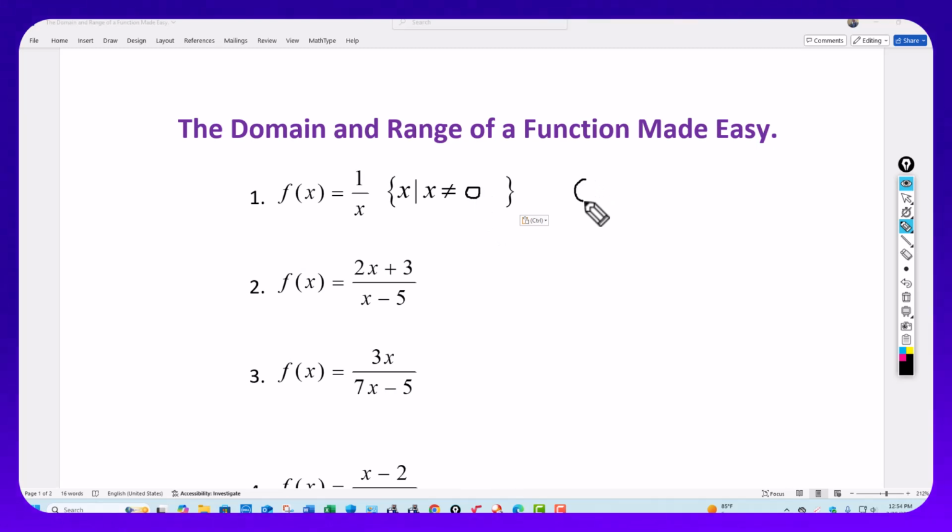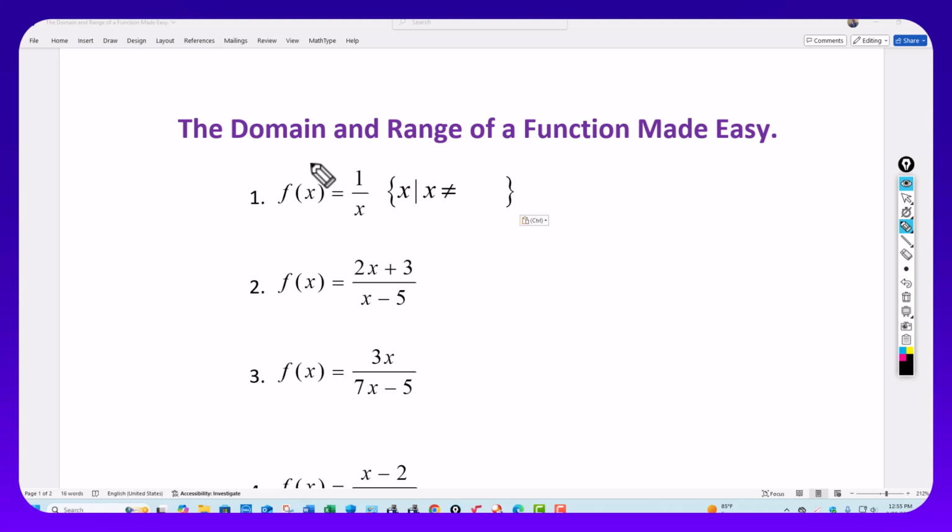Sometimes you can write it fast in interval notation. So this includes everything to the left, negative infinity to 0, but not including 0. And from 0 on, not including 0. So negative infinity to 0, union 0 to infinity. So if you have the rational expression in this format, again, you look at the denominator.